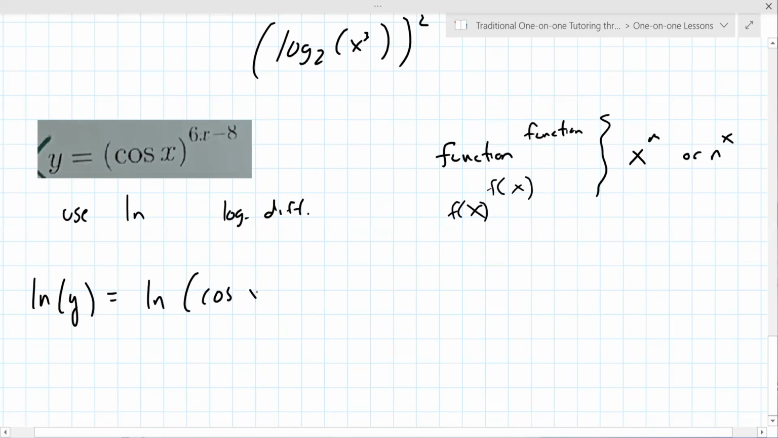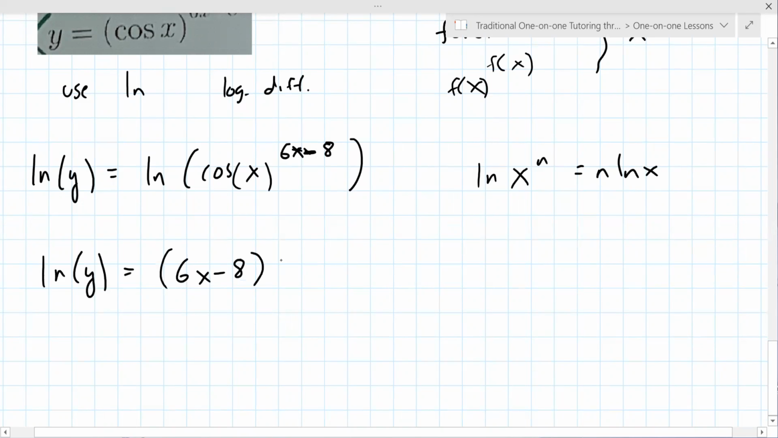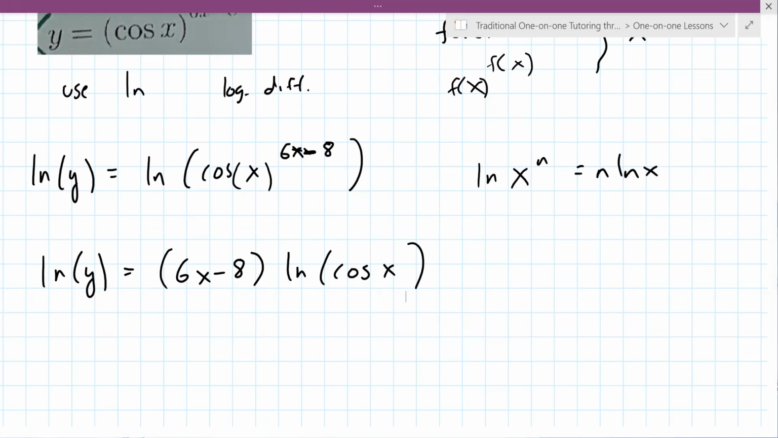Which, again, you wouldn't know unless someone told you, because why would you know this? This is completely unreasonable, like all of calc. And then you're allowed to bring the exponent out in front. So the natural log of x to the n equals n natural log of x. Here, 6x minus 8 comes out in front. So you have natural log of y equals 6x minus 8, in parentheses because that all is multiplying natural log of cosine x. So there's been no calculus to this point. But all of these problems, and the bonus is just like this, you do the ln of both sides, and you get this.